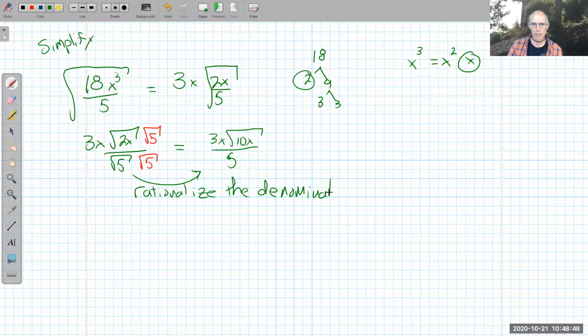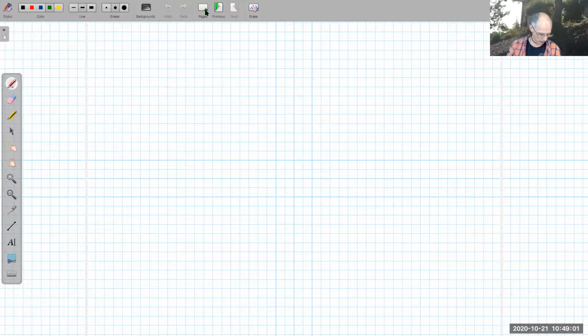And it's called rationalize the denominator because to rationalize means to make something a whole number or a fraction. And before I had a root in the bottom, and a root is not rational for the most part. Let's try another. How about something a little more complicated?